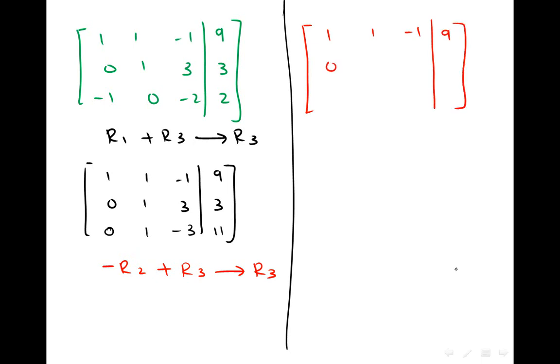Row 2 is again as it is. There is no change here. Let's start with row 3. 0 and 0 will be 0. 1, and don't forget that this is multiplied by negative. So 1 and negative 1 will be 0.